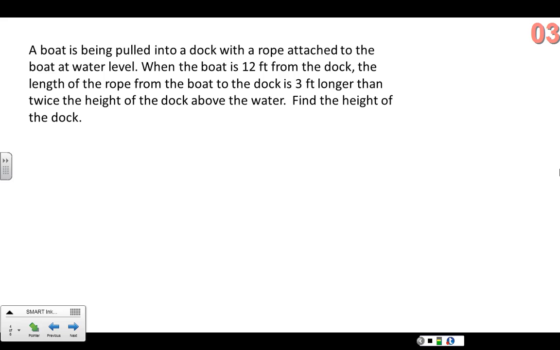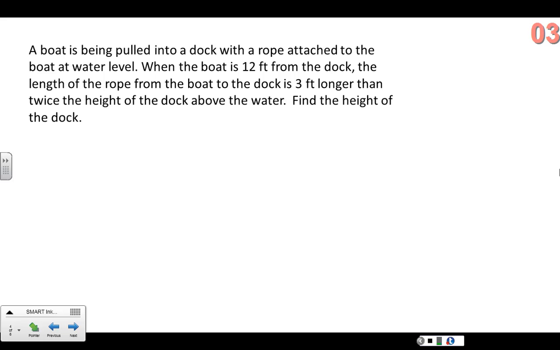Here's more. This is going to also involve the Pythagorean theorem, but a more applied type problem. It says a boat is being pulled into a dock with a rope attached to the boat at water level. When the boat is 12 feet from the dock, the length of the rope from the boat to the dock is 3 feet longer than twice the height of the dock above the water. Find the height of the dock.